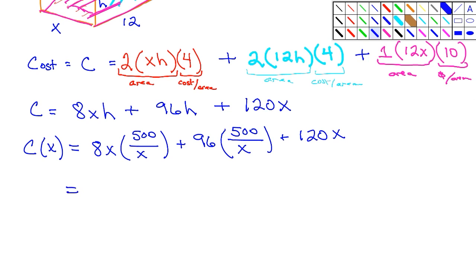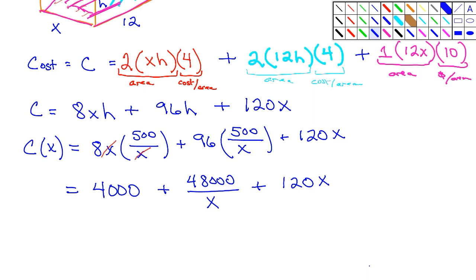So now I'm going to simplify this. 8 times 500 is 4,000. And then the x's cancel. 96 times 500 is 48,000. There's still an x in the bottom there. And then 120x. All right. So that is our cost function. And we're still looking for the minimum value of the cost function.